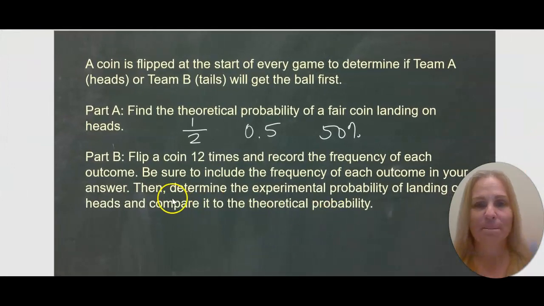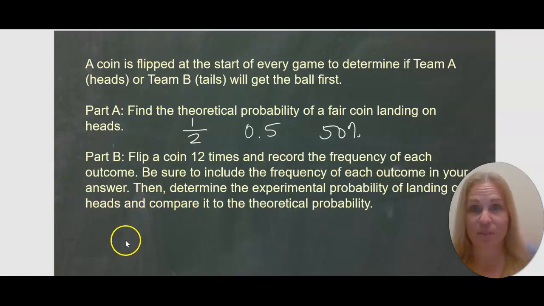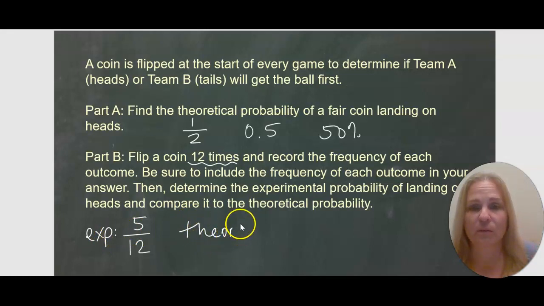So my experimental probability of landing on heads, according to what I just did in my coin flipping experiment, is 5 out of 12. And the theoretical probability would be 1/2, right? So think about what is half of 12? 6, right? So this is my experimental, and my theoretical would be 6 out of 12. And then we're asked to compare it, right? Compare the experimental to the theoretical.